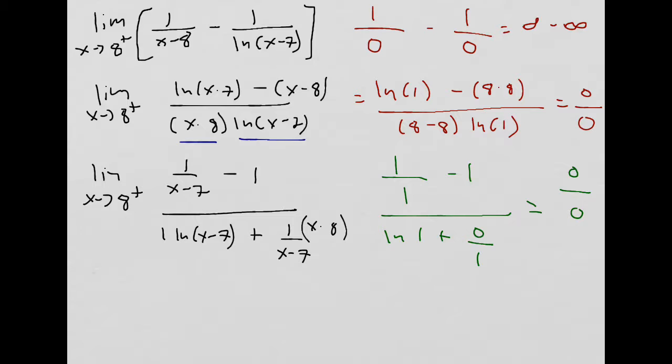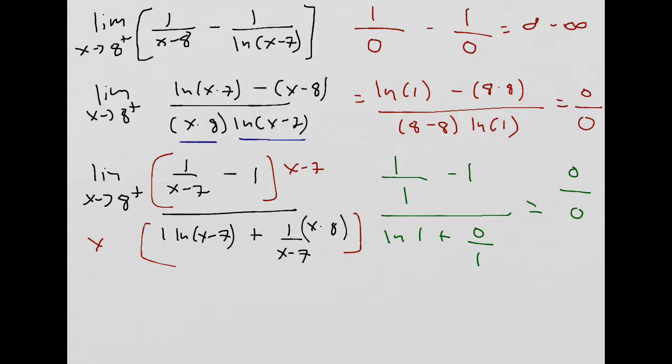Okay, but notice at this point, this looks pretty messy, right? So I noticed that I have an x minus 7 here and an x minus 7 here. So what I'm going to do is multiply everything, right? I'm going to multiply the numerator by x minus 7, and I'm going to multiply the denominator by x minus 7. Okay, I'm going to write on this side here.